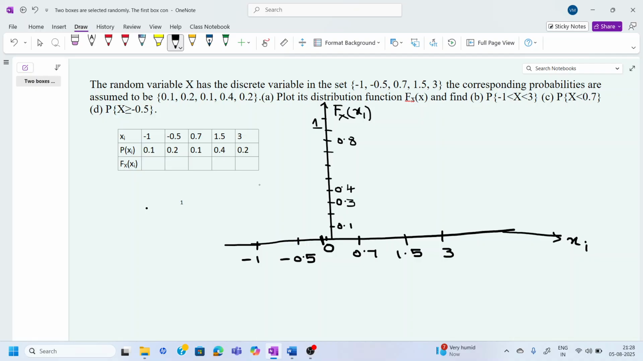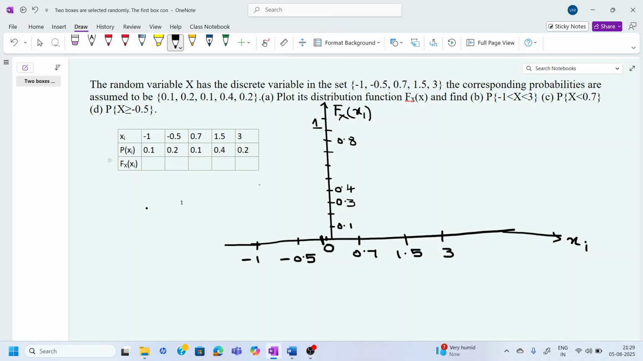So here in today's video we will see how to solve the problem on distribution function. In the problem statement, the discrete variable is given, with the values it takes and the corresponding probabilities. It was asked to plot its distribution function, and to find the probabilities of -1 < x < 3, probability x < 7, and probability x ≥ -0.5.